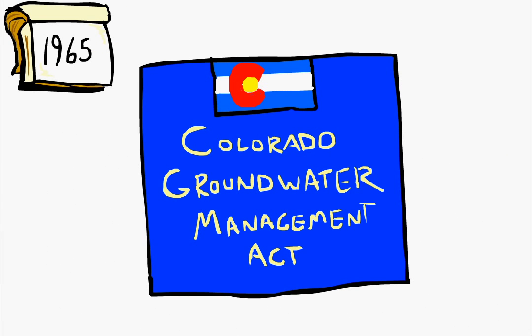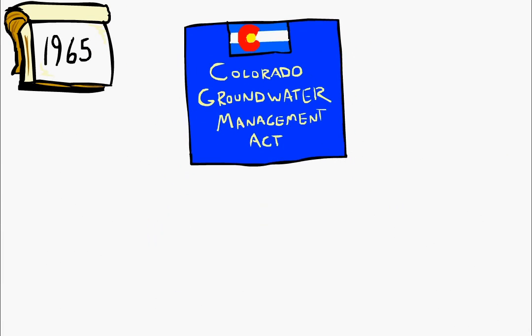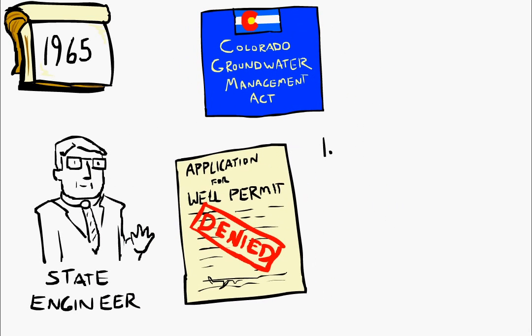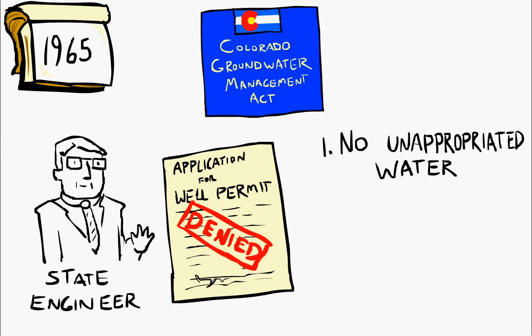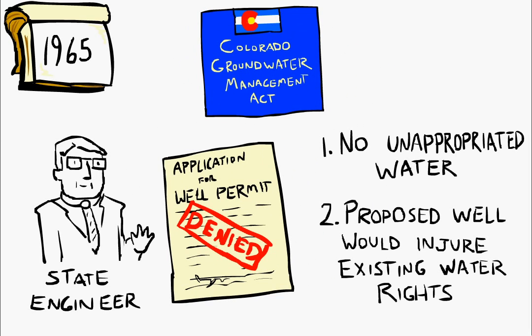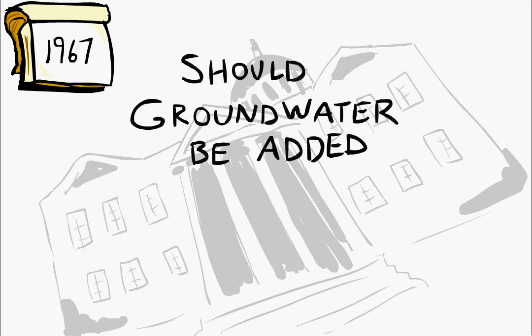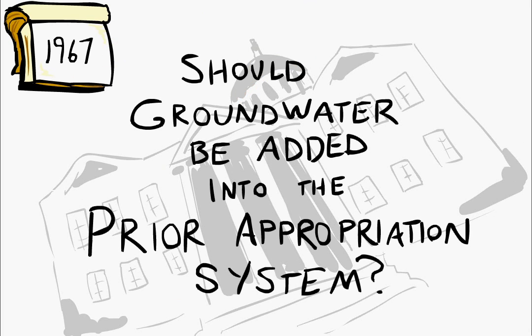1965. The legislature passed the Colorado Groundwater Management Act, which gave the state engineer authority to deny a well permit application if there was no unappropriated water or if the proposed well would injure existing water rights. 1967. The legislature authorized a 2-year study to find out if legislation was needed to bring groundwater into the prior appropriation system.